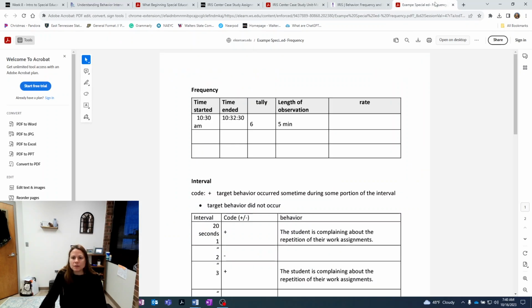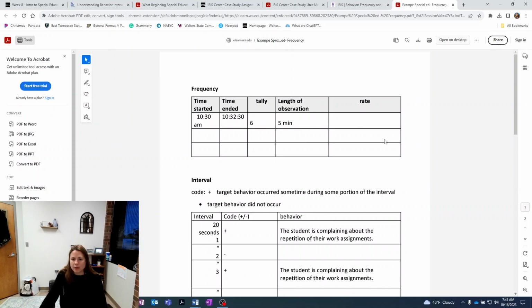I did provide you with an example, right? I didn't give you the rate here, but I let you see, okay, how to calculate that. Remember what you do: how many times, 6, divided by 5, because that was the length of observation. So 6 divided by 5 would be your rate.